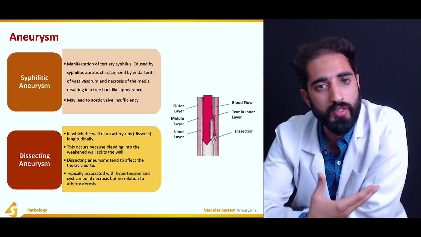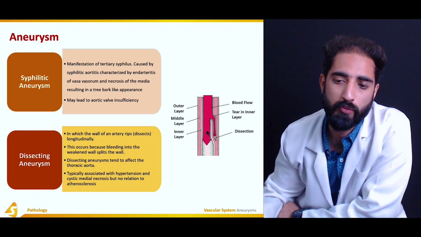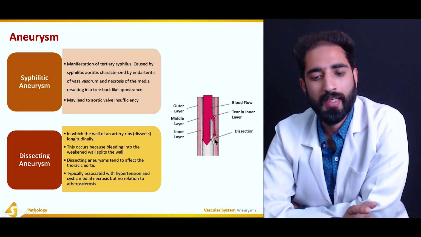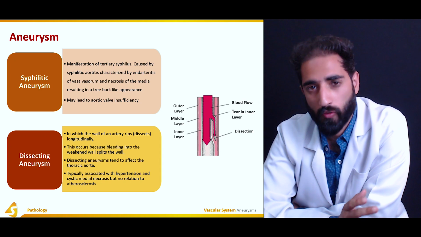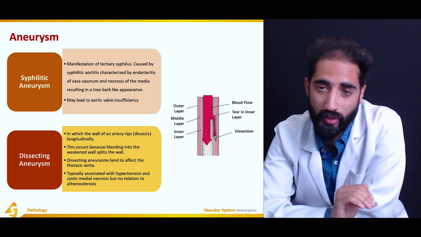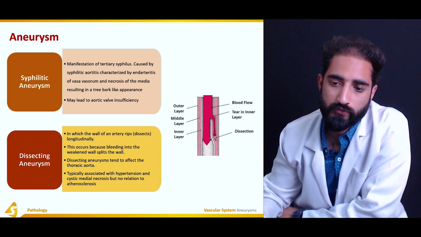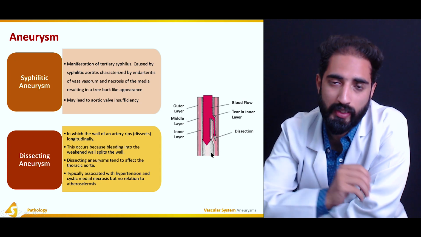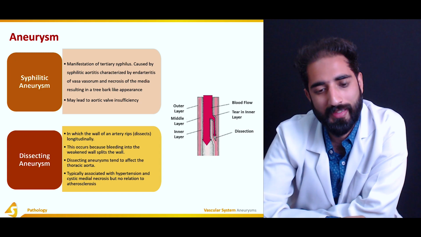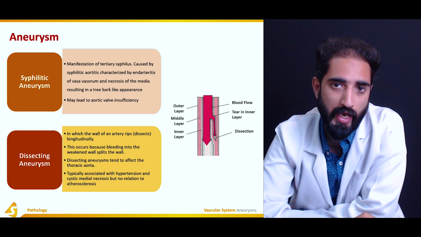This occurs because bleeding into the weakened wall splits the wall and blood enters that tear. Dissecting aneurysms tend to affect the thoracic aorta most commonly, and they are typically associated with hypertension, because greater blood pressure can cause a dissection in weakened blood vessel walls. They are also associated with cystic medial necrosis, but they do not have any association with atherosclerosis.